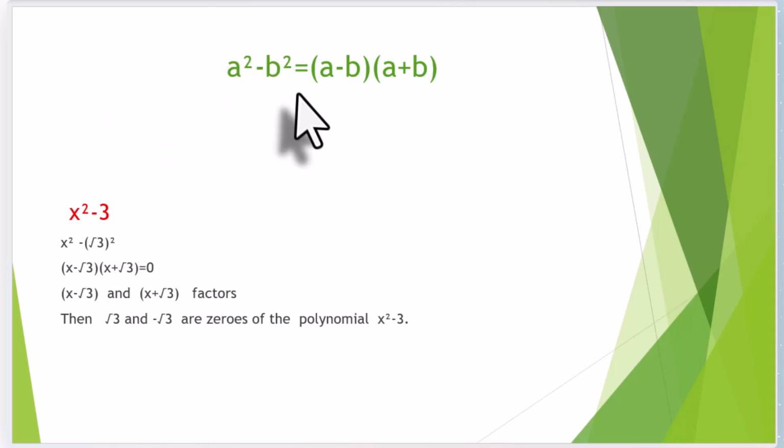The a square minus b square form is a minus b into a plus b. For example, x square minus 3: root 3 is equal to root 3 whole square, so that is the a square minus b square form. x minus root 3 into x plus root 3 is equal to 0. Here x minus root 3 and x plus root 3 are factors. Then positive root 3 and negative root 3 are the zeros of the polynomial x square minus 3.